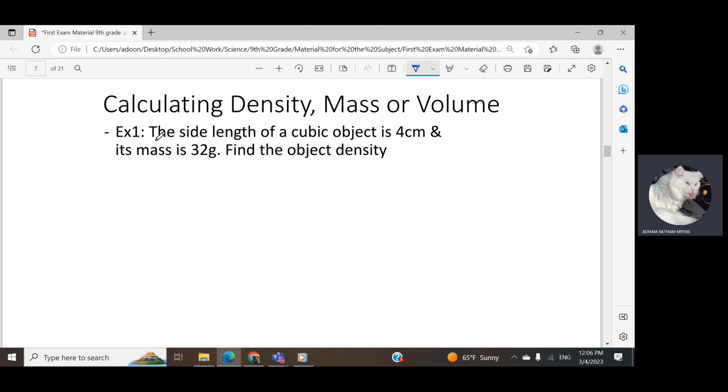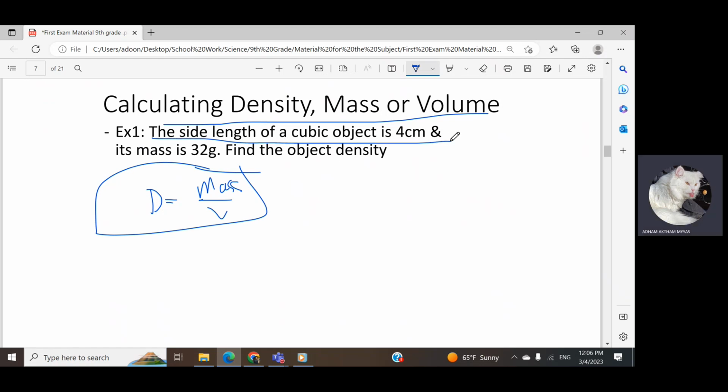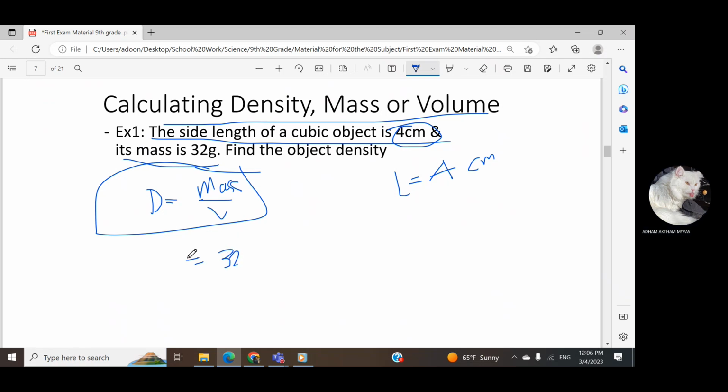So if he told me that I have to calculate the density or volume or mass, it's the same thing. It's from the same equation, mass over volume. I will not write it because it's obvious. So if he told me that the length side of the cubic object is 4 centimeter, from that I know that L is equal to 4 centimeter. That's the analysis of the question. And the mass is 32. What about the density of the object?